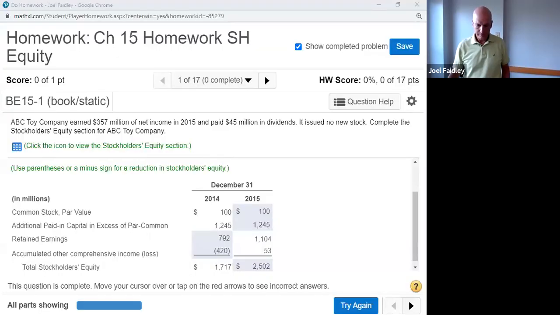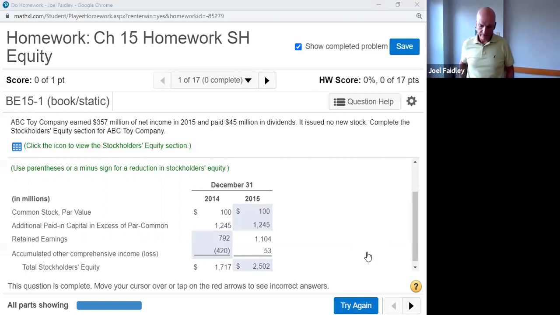Hey, let's look at chapter 15 homework. So let me share my accounting lab. All right. Go through these 17. Hopefully get through this in less than an hour.